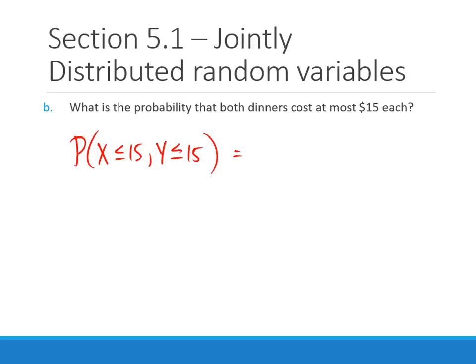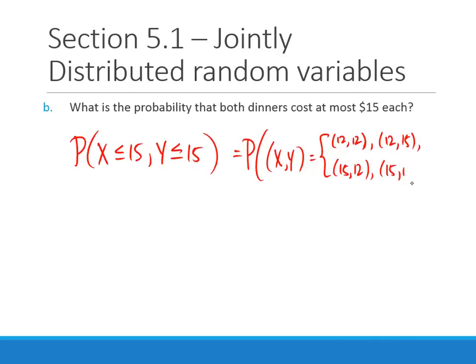And again, thinking about specifically what this represents, the set that we're talking about. This is the probability that the ordered pair XY is equal to one of the following. So it's either they're both $12. One is 12, the other is 15. One is 15, the other is 12. And they're both 15. So a bunch of ors between each of those. So either the ordered pair is they're both 12, or one is 12 and one's 15. So being a little bit overly specific with writing this out, but again, you could see where we're going with this.